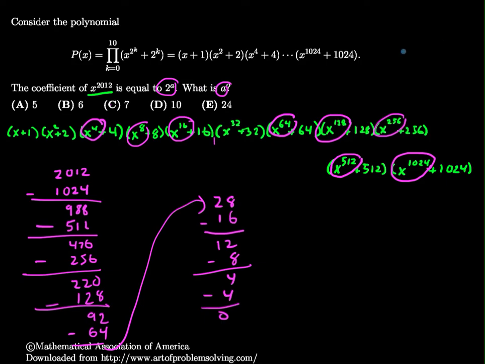The next thing to notice is, because of that, the coefficient on that will be made up of the factors that I didn't use. So I will use this 1, I will use this 2, because I can't use the x and the x squared to get to 2012. I won't use the 4, won't use the 8, won't use the 16, but I'll use the 32, and I won't use anything else. So the coefficient 2 to the a, that's what we're looking for, is going to equal 1 times 2 times 32, which is going to give me 2 to the a is equal to 64.